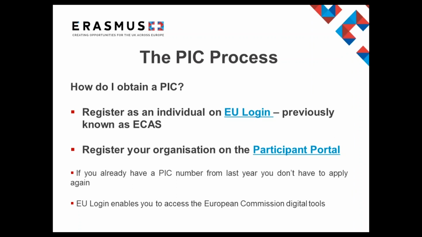In order to apply for Erasmus Plus funding, the applicant organisation must have a participant identification code, also known as a PIC. If your organisation does not have a PIC, the legal entity appointed representative, also known as LEA, must first register on the EU login to create an account. Using the email address used to register on the EU login, the LEA will then need to register on the participant portal to generate a PIC for your organisation. This PIC should then be used to apply for funding.